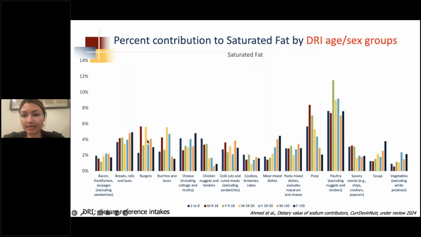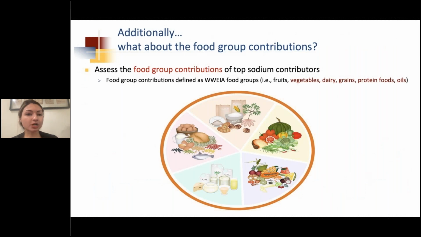And this data is for saturated fat by DRI age-sex groups. So again, there are a couple of different age groups deriving levels of saturated fat from some of those different top sodium contributors to the diet. So far, what I've shown you are the nutrient contributions coming from those top sodium contributors.